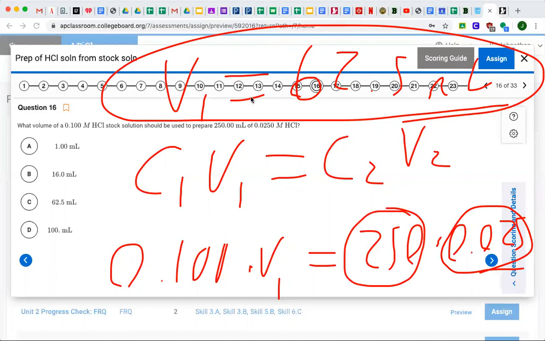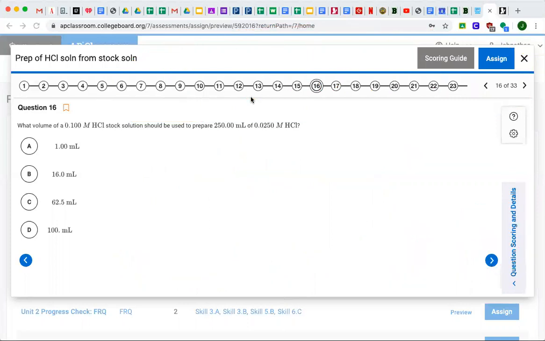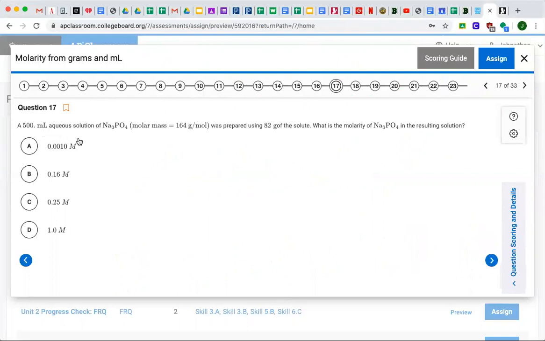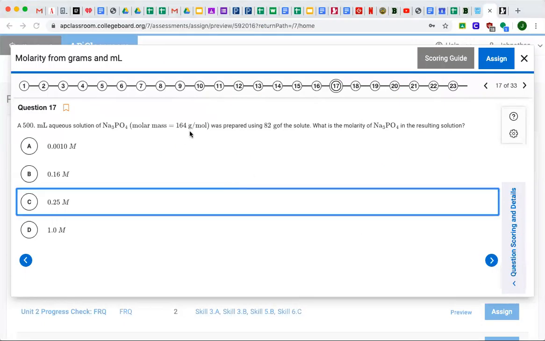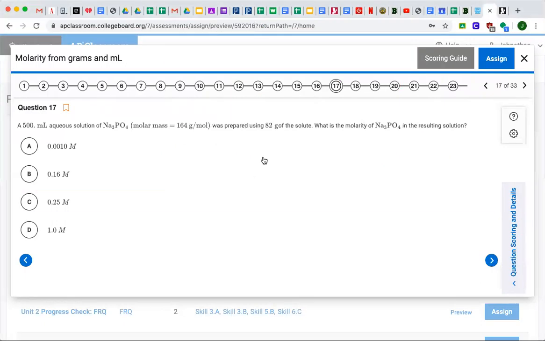Is that what you also got, Caden? Yeah, 62.5. Perfect. Okay, so I'm going to go over here. A 500 milliliter aqueous solution of sodium phosphate was prepared using 82 grams of the solute. What is the molarity of sodium phosphate in the resulting solution? Normally it's got a molar mass of 164 grams per mole, but you're using 82 grams of it in 500 milliliters of solution. So what's the molarity in the resulting solution?